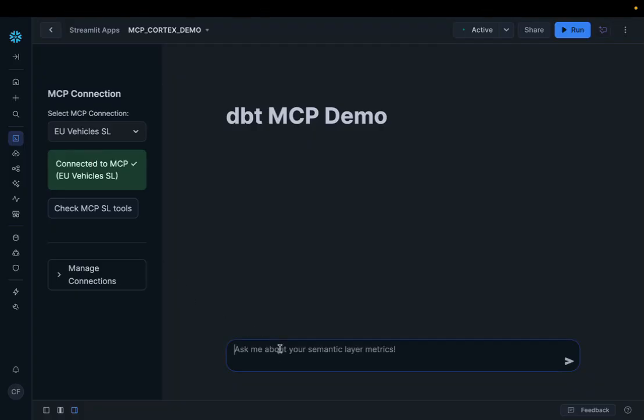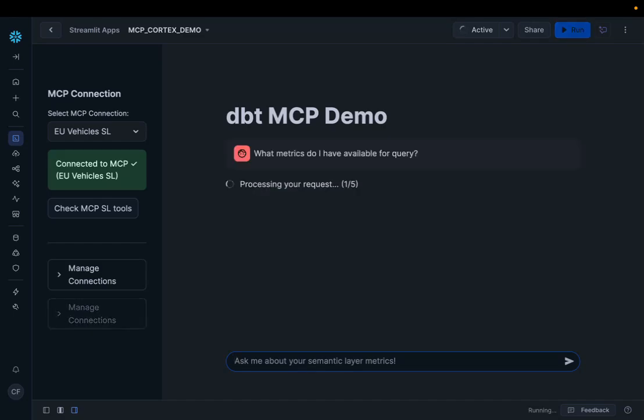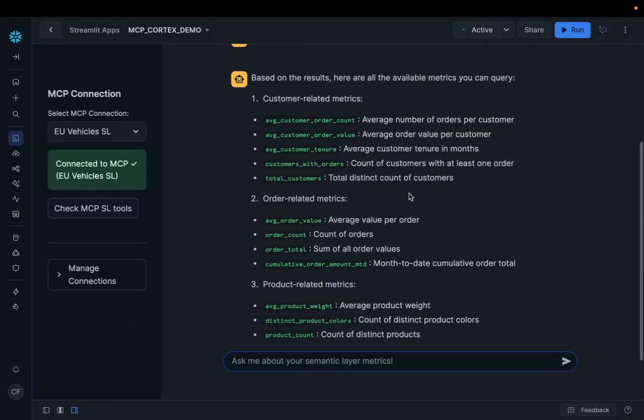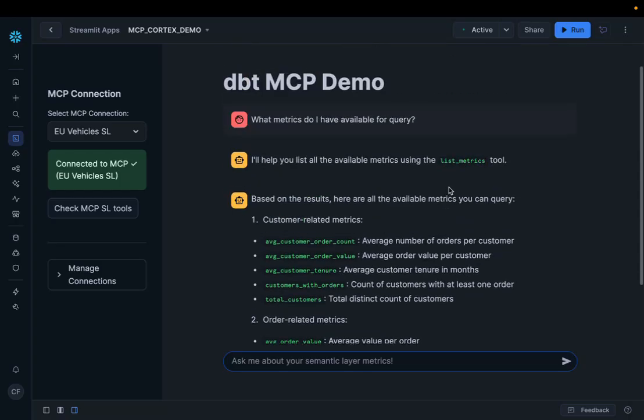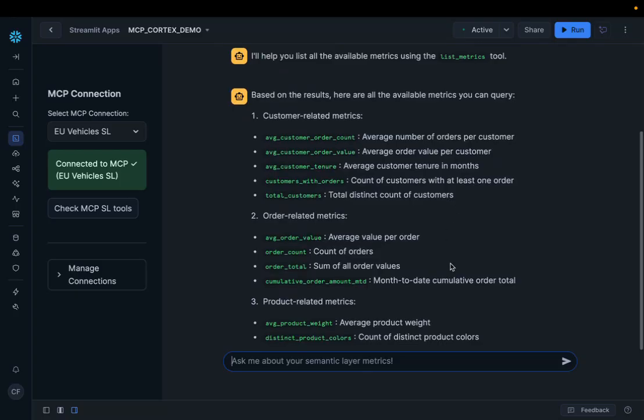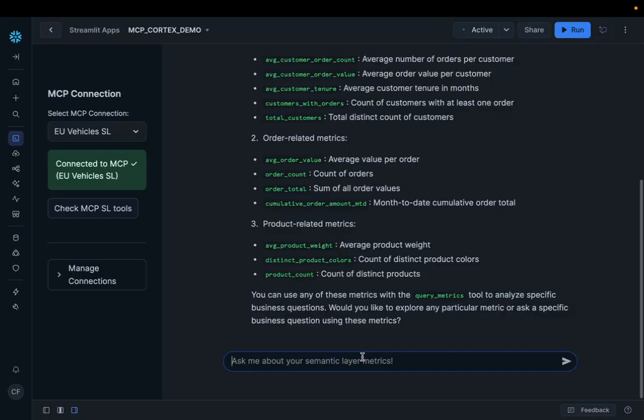First, let's start by just asking what metrics we have available. Awesome, so you can see some of the tool calls that it made and some of the reasoning that it went through as it did that, but now we got back several metrics that focus on customers, orders, and products. Next, let's go ahead and see what our top products are.